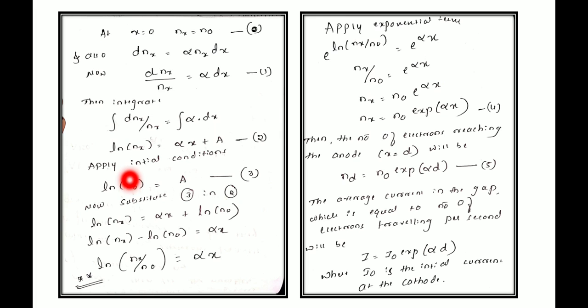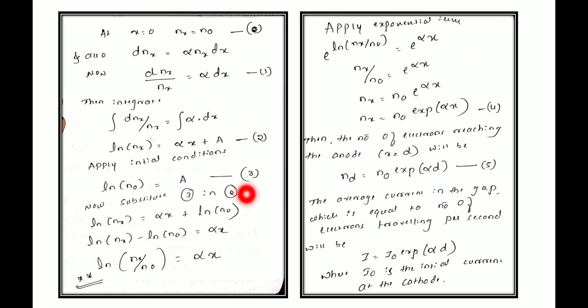Getting my point? Now we'll apply the initial conditions. What is the initial condition? At x equal to 0, n(x) is equal to n naught. Then, instead of n(x), what do I have to substitute here? n naught. So ln of n naught is equal to alpha x plus a. Since x is 0, when we multiply with 0, this term will be 0. Then what is remaining here? The integration constant, that is a. So call this equation number 3.